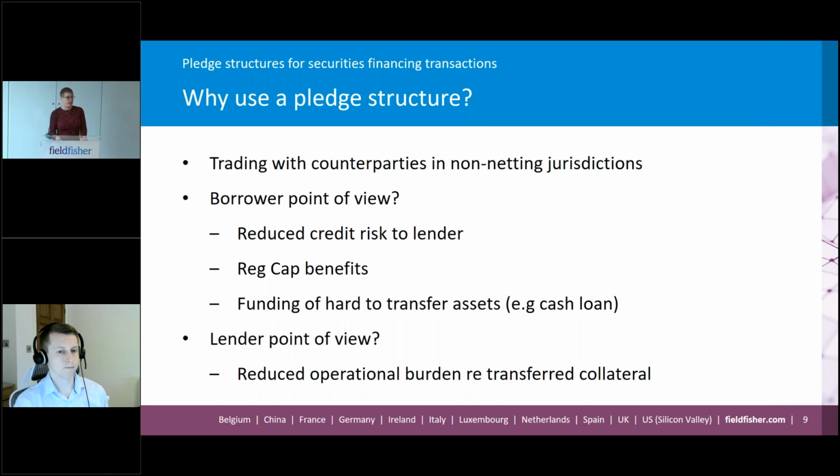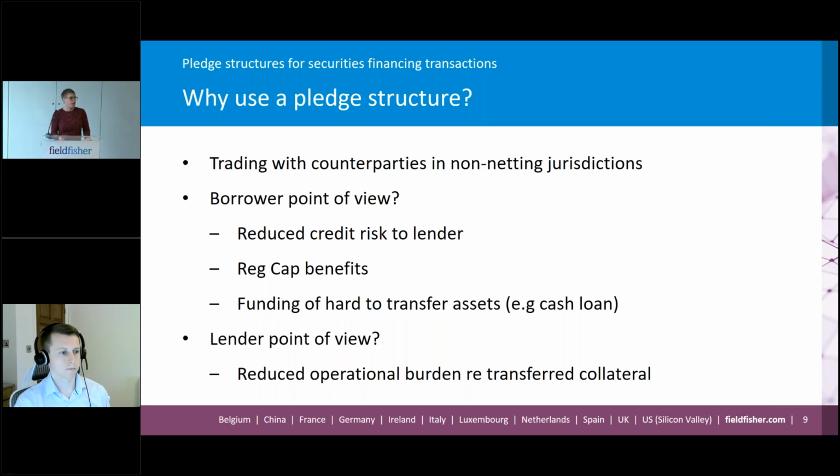The other benefit from a borrower perspective is that it allows you to raise cash financing if you have assets on your balance sheet that are not easily transferable or a little bit more illiquid, where you wouldn't necessarily be able to transfer them as collateral under a title transfer arrangement, but you can grant security over them. And we've seen some clients quite interested in that perspective.